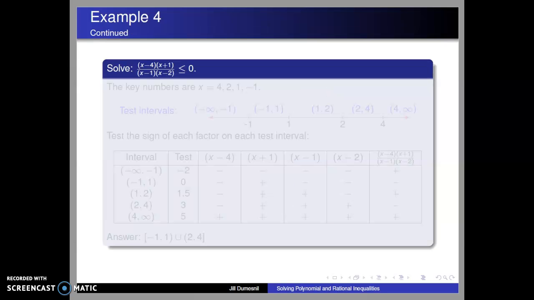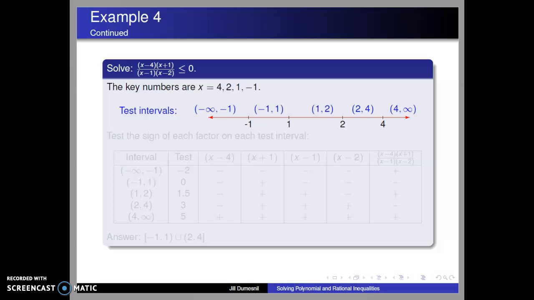We want to solve this inequality with the numerator and denominator already factored. And we want where the rational expression is non-positive, that is, where it is negative or equal to 0. Since everything's in factored form, the key numbers are easily identified as x = 4, 2, 1, and -1. We draw a number line and place the 4 key numbers on it in numerical order. This produces 5 test intervals.